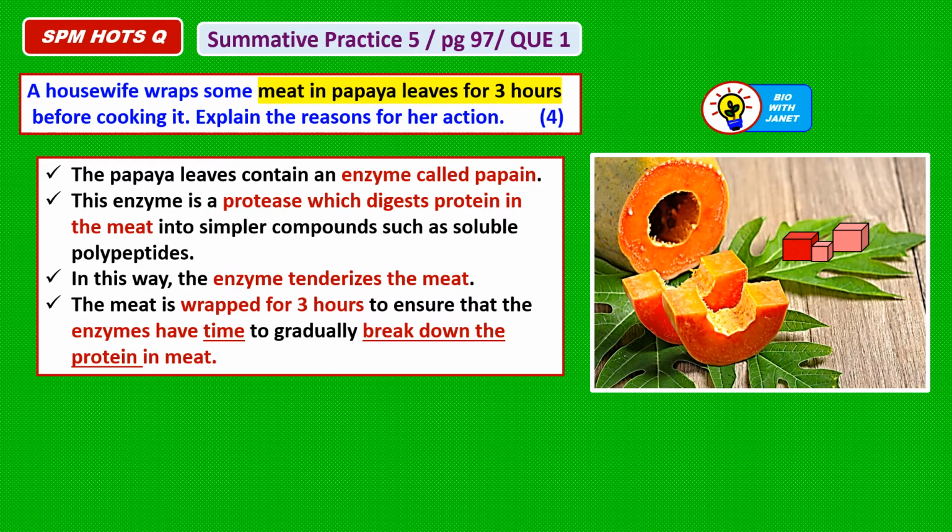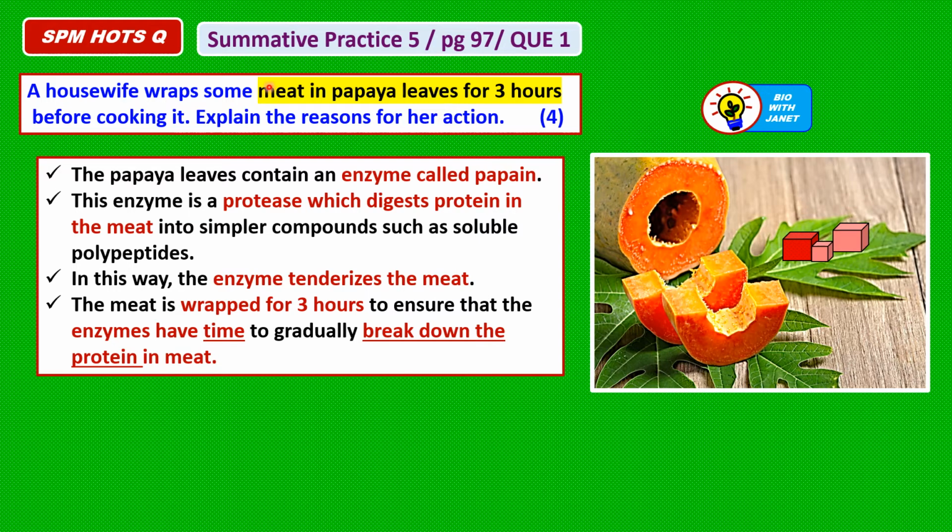Now here's an SPM HOTS question, which has come up before. A housewife wraps some meat in papaya leaves for 3 hours before cooking it. Explain the reasons for the action. 4 marks. So something similar to this question is found in your textbook, in the summative practice for chapter 5.